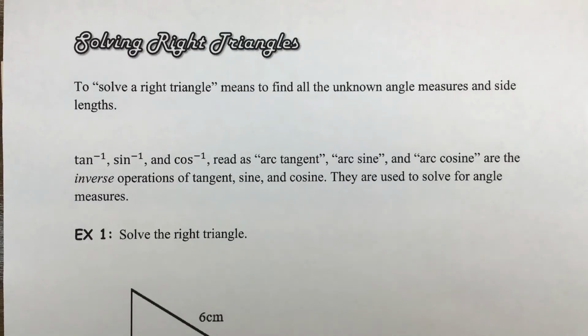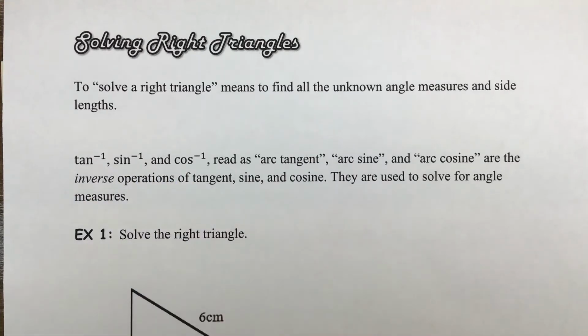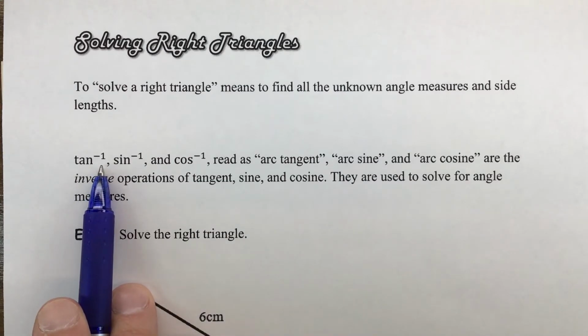But our main focus here is really going to be how to solve for angle measurements. The way that we're going to do that is using these three things here. You can think of them as the inverse operations to the tangent, the sine, and the cosine. They undo things. Anytime you see these with that -1, you need to be thinking that this is going to work backwards and solve for angles for you.